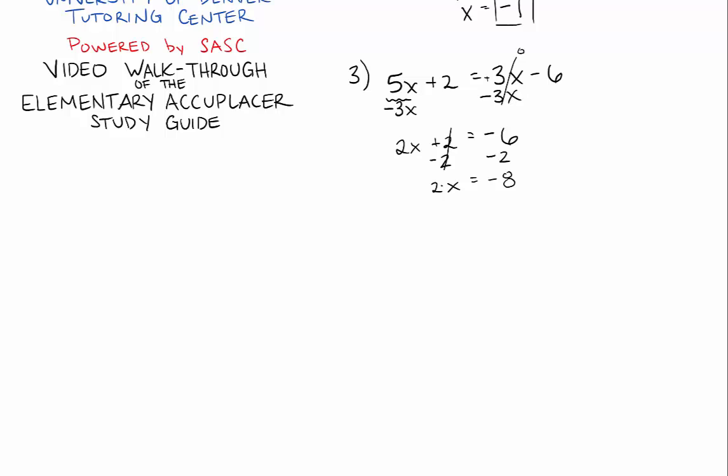I'm almost done. I have a 2 times x, right? I want to do the opposite, so I'm going to divide by 2. Why? Because 2 divided by 2 is 1.